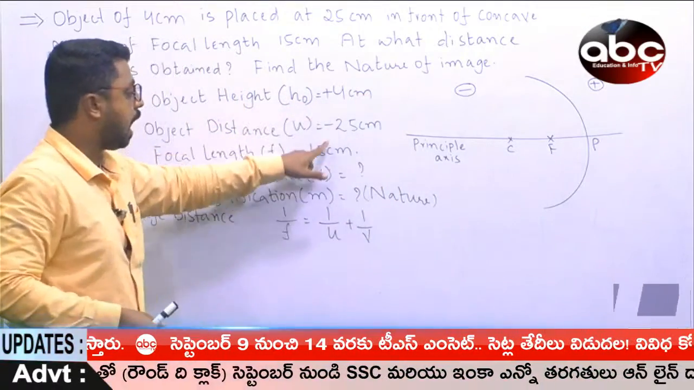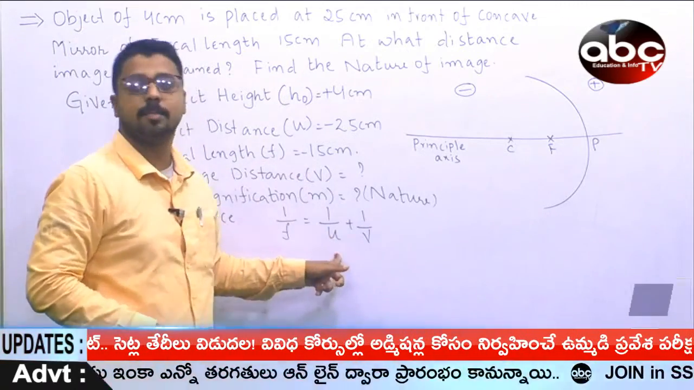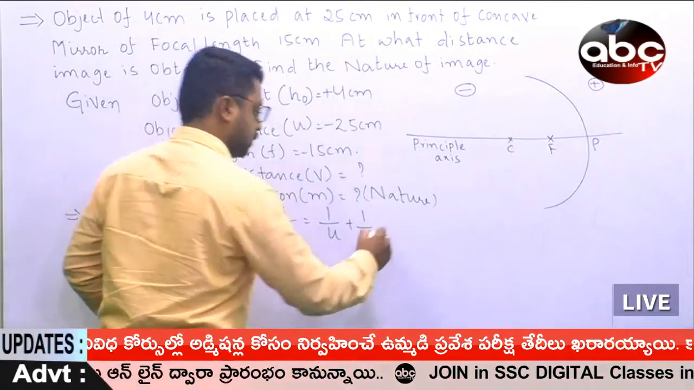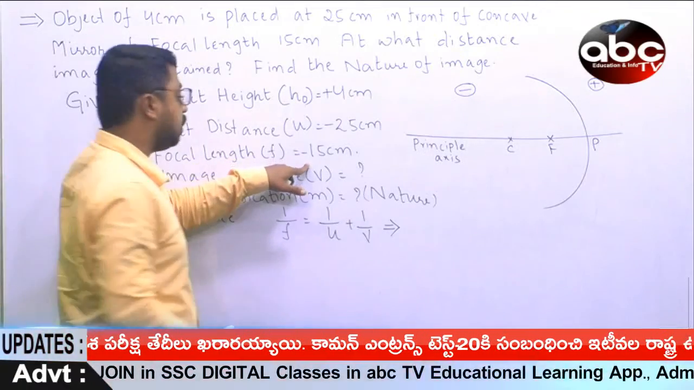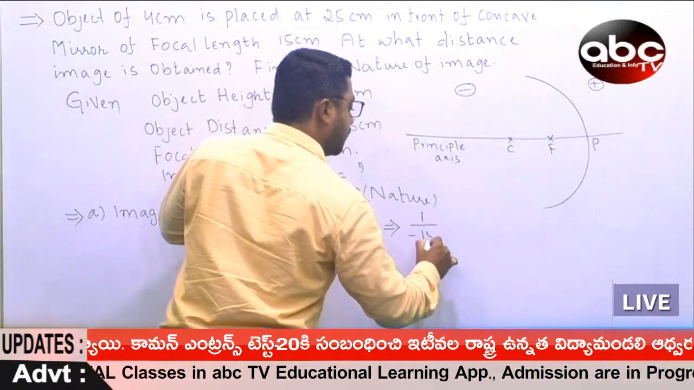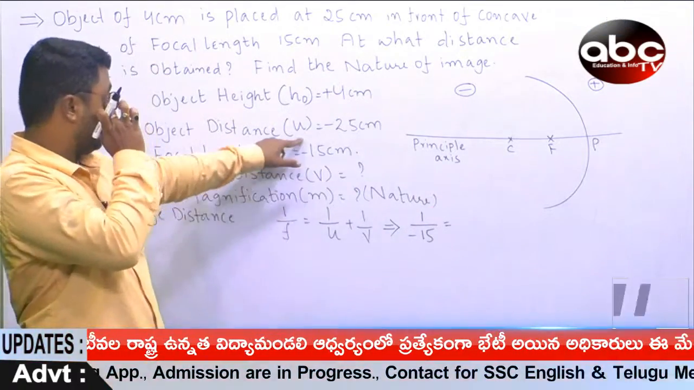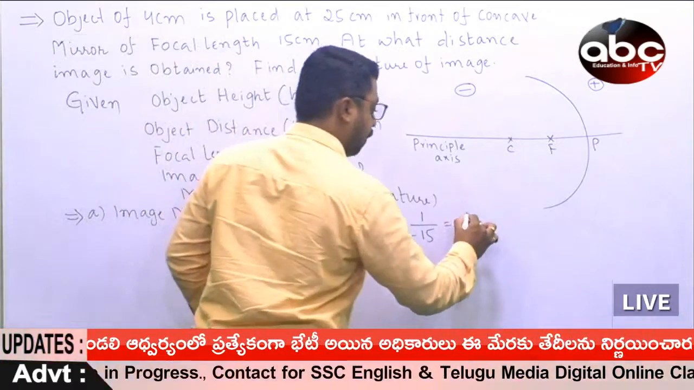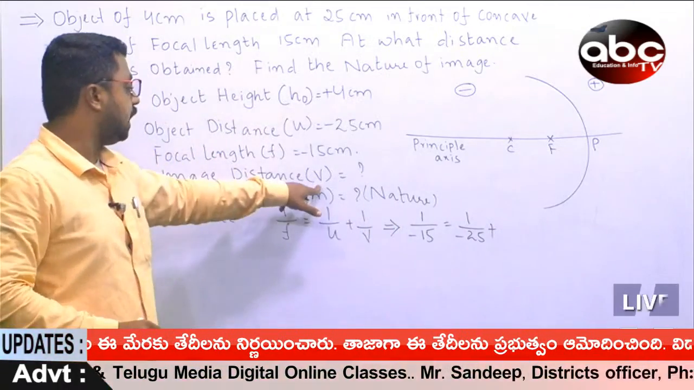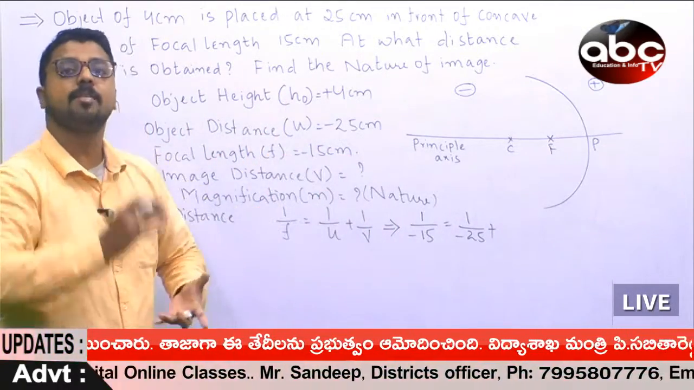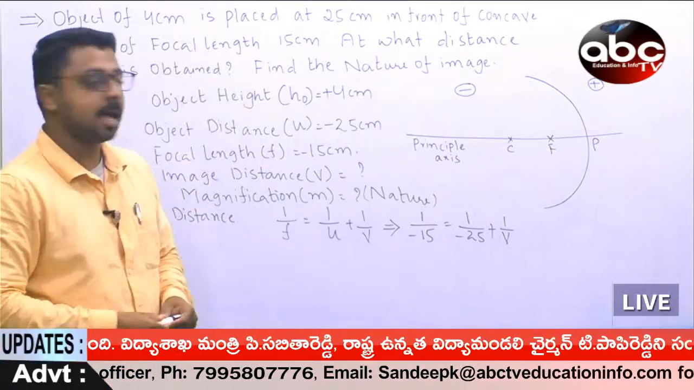Therefore, for the two, I am including a negative sign, and these values should be substituted in the mirror formula. How are we going to substitute? 1 by f, what is the f value? 1 by minus 15 is equal to 1 by u, what is 1 by u here? Minus 25. Therefore, 1 by minus 25 plus 1 by v. What is v? That is what we must find. Therefore, we have to find 1 by v.